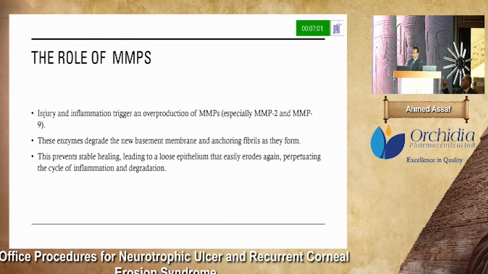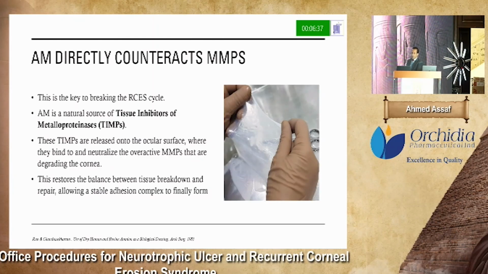The trauma of the corneal epithelium triggers inflammation, and this inflammation releases MMP9 and MMP2, and these enzymes cause degradation of the basement membrane and prevent the formation of the desmosomes and anchoring fibrils of the corneal epithelium. So inflammation prevents stable healing of the corneal epithelium.